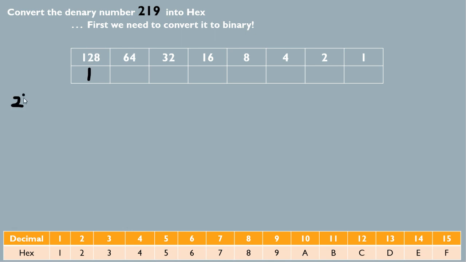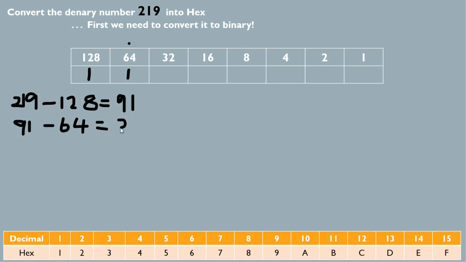So 219 minus 128 equals 91. So now I've got 91. I look at the next column, which is 64. Will 64 go into 91? Yes, it will. So take that away from 91, and that's 27. Okay, and then I'm looking at the next column. Will 32 go into 27? No, it won't. So I'm going to put a 0 there.